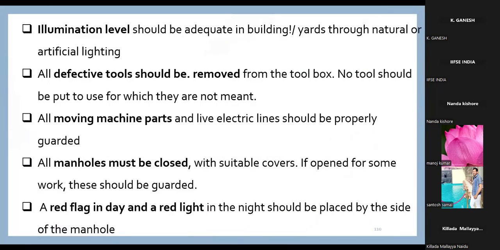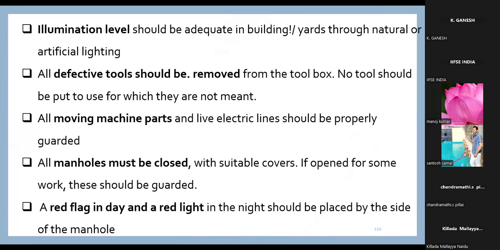Illumination level. What is the illumination level as per the Factories Act? 10 lakhs. No, in normal condition it is 5, and for the upper end it is 30 lakhs. So all defective tools have to be removed. Moving parts of the machines or live electric lines have to be guarded. Manholes have to be closed. A red flag in the day and a red light in the night.